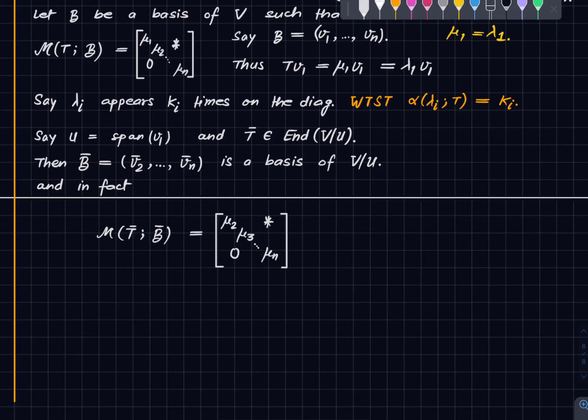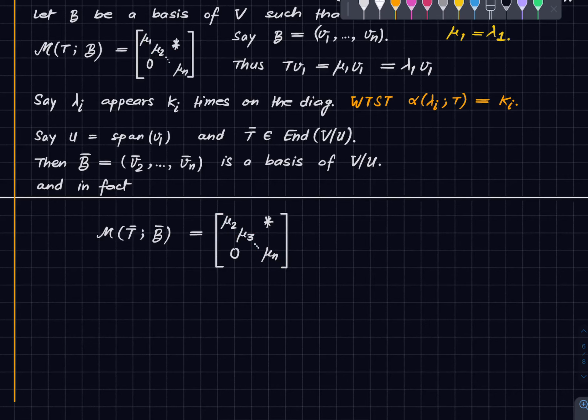So the point is, the number of times lambda 1 appears here is 1 less than the number of times lambda 1 appears here. So the number of times lambda 1 appears here is k1 minus 1. And for every other eigenvalue, the eigenvalue appears here the same number of times as it appears here. So that is crucial.